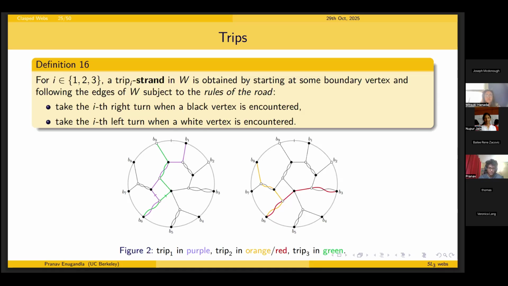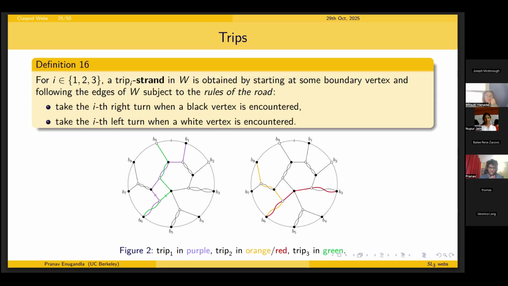So that's this purple thing here on the left side graph. What you do is you start at a boundary vertex, and then you travel along the edges. But each time you hit a white vertex, you take a left, and each time you hit a black vertex, you take a right. So you do this first edge, you take a left, then you hit the black vertex, you take a right, you hit the white vertex, you take the left, and so on and so forth. And you do this until you hit another boundary vertex.